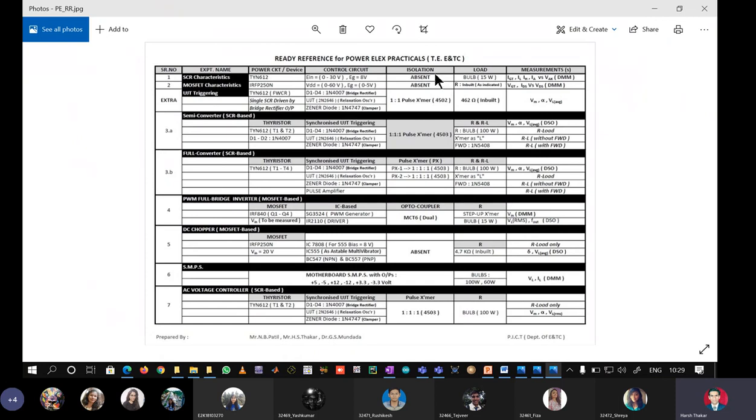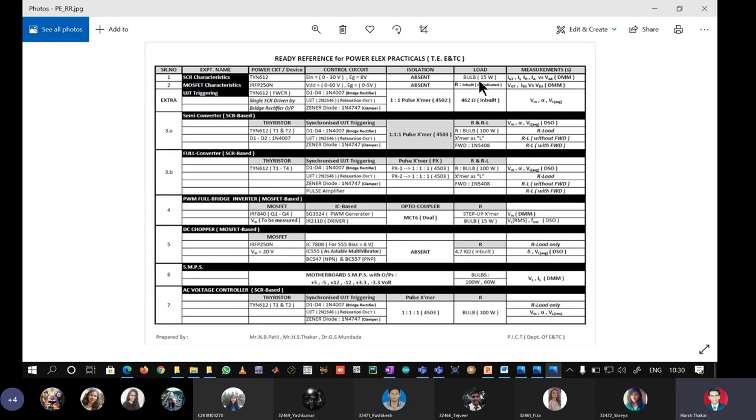Is there an isolation provided between the power circuit and the control circuit? It is also given. We see here in SCR characteristics and MOSFET characteristics, the isolation is absent. It is also absent in the chopper kit, but it is present in all other kits like UJT triggering, semi converter, full converter, inverter, and also the AC voltage controller. Which kind of isolation is used, whether a pulse transformer, whether it is a 1:1 pulse transformer or a 1:1:1 pulse transformer, is given. Also, as I told you, there is only one kit which uses an optocoupler MCT6 dual, while all other kits wherever isolation is used have used a pulse transformer.